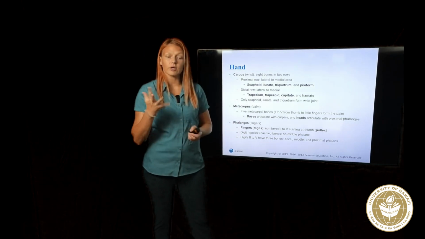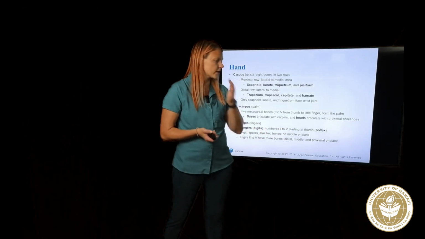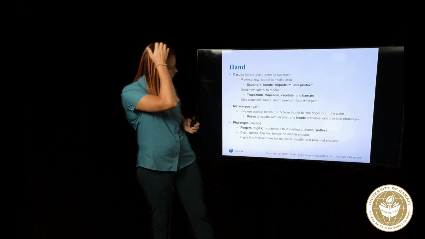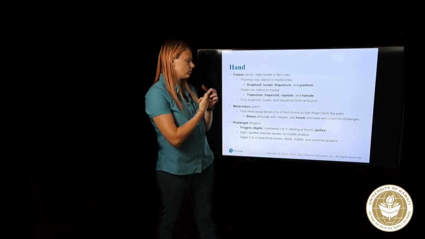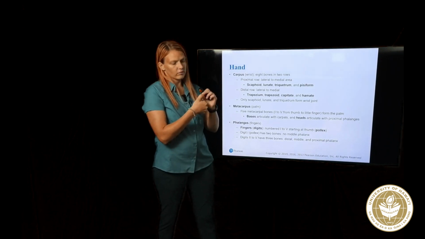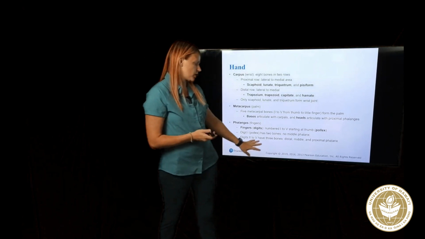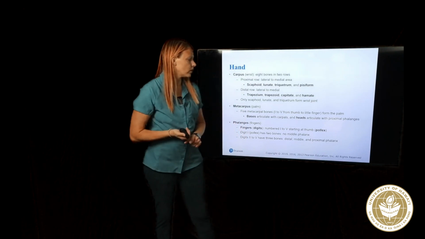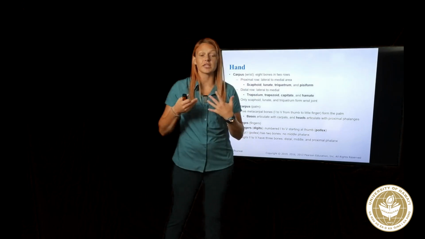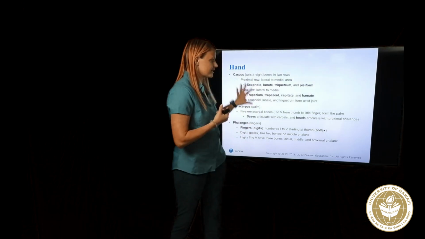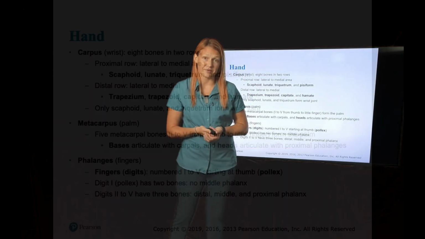Your phalanges are our fingers, right? Our fingers are our digits. They're numbered again 1 to 5, starting at the thumb, or the pollex. Digit 1, the pollex, has 2 bones because we don't have a middle bone there. We only have 2 in our thumb. Whereas the rest of our digits have 3 bones: distal, middle, and proximal. I know this is a lot on this slide, so I'm going to repeat this same information on the next slide, where we have an image and I'll walk you through where all the different bones are found.